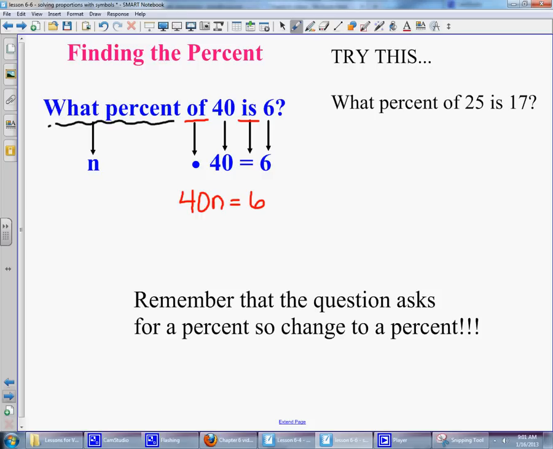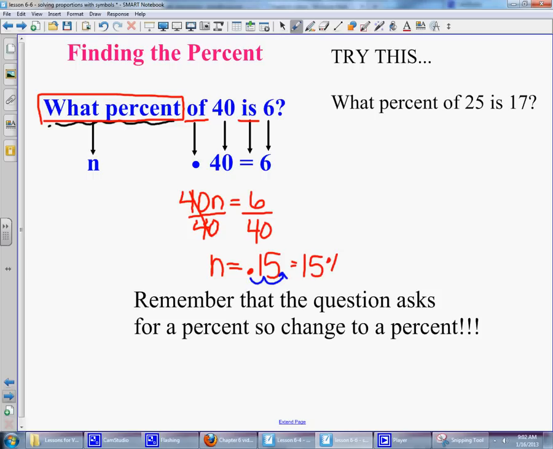And then we're going to solve that equation, and we're going to go back to what we learned at the beginning of the year in first semester, solving multiplication equations. We divide by the coefficient, which is 40, and 40n divided by 40 is just n, and 6 divided by 40, you can use your calculator for this, is 0.15. Now we need to remember that the question asks what percent, and the answer that we got is a decimal, so we have to change that to a percent. We move it 2 places to the right, so it's equal to 15%. So 15% of 40 is 6.